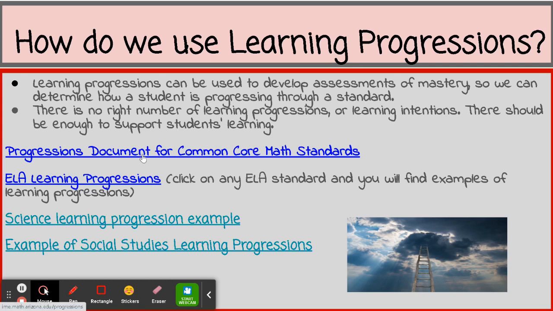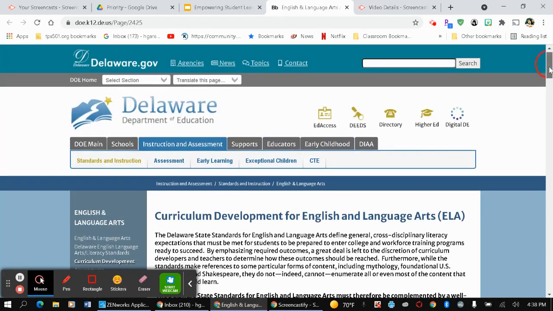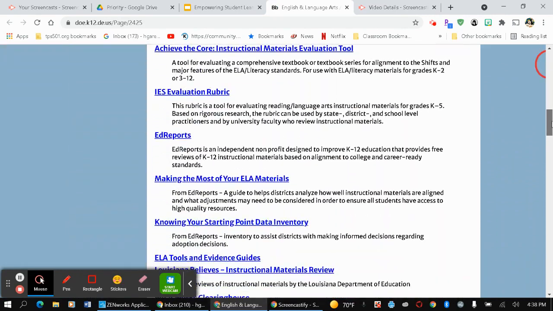I have links here for some progressions documents for different content areas. I have one for math, English language arts, science, and social studies. These are just examples to give you some ideas, work that's already been done from different districts on learning progressions, and they've published it. I'm going to click on the ELA link right now. That's my content area, so that's what I'm most familiar with. And if you happen to be an ELA teacher as well, this will help you.